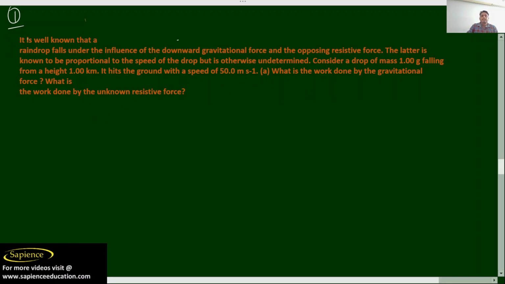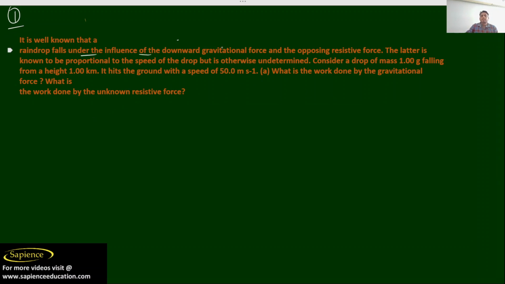It is well known that raindrops fall under the influence of the downward gravitational force and the opposite resistive force, and the latter is known to be proportional to the speed of the drop, but is otherwise undetermined. Consider a drop of mass 1 gram falling from a height of 1 kilometer. It hits the ground with a speed of 50 meter per second. What is the work done by the gravitational force, and what is the work done by the unknown resistive force?